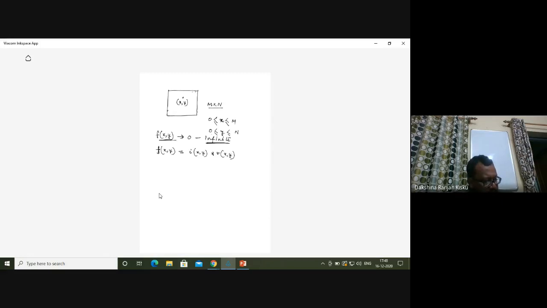So to do this, we will use two terms. One is called sampling, another is called quantization. What is sampling, what is quantization? Sampling is basically discretization of coordinate values. Discretization of coordinates. Well, what is quantization?